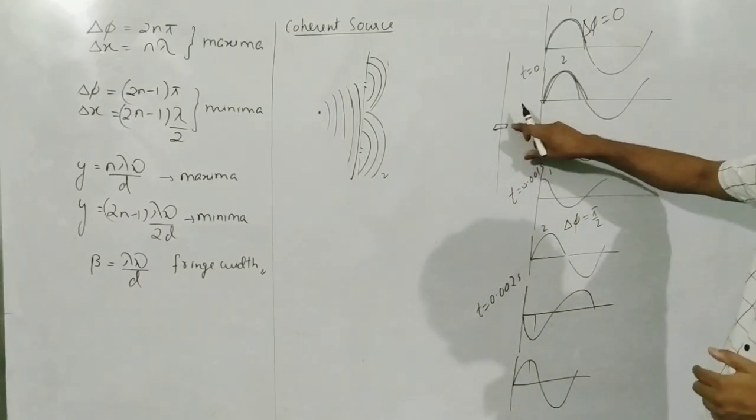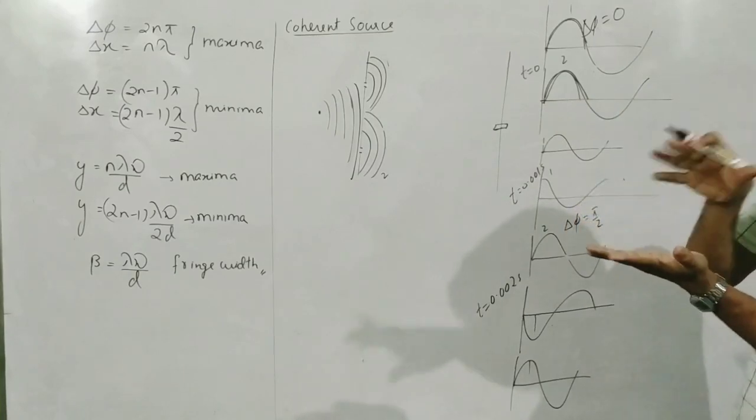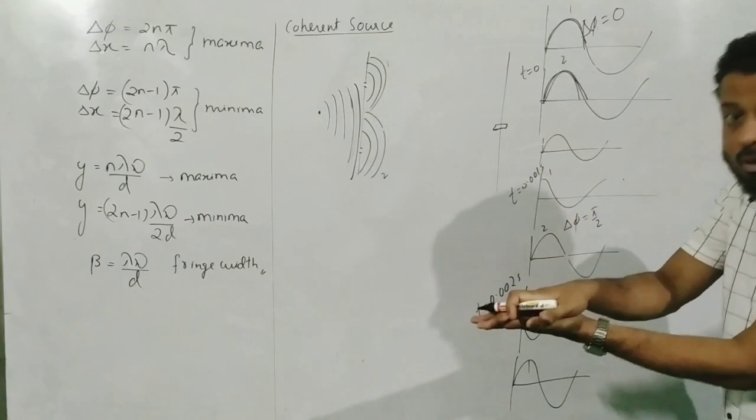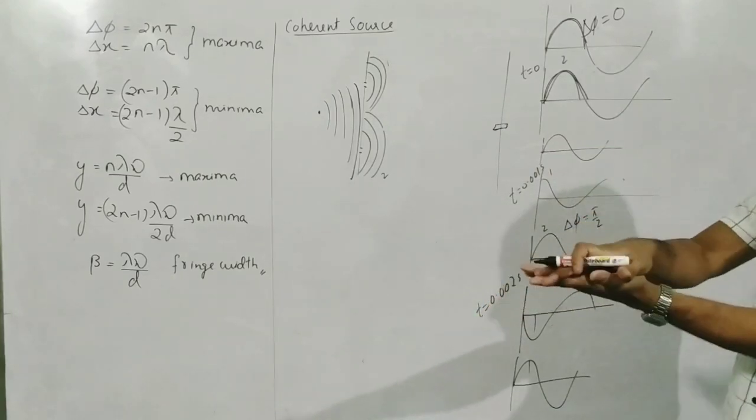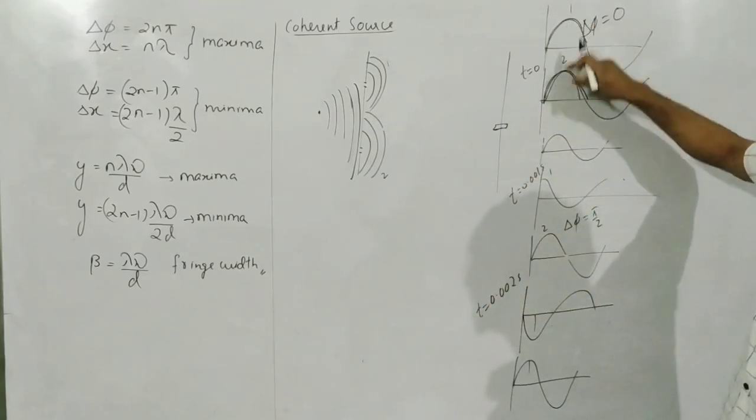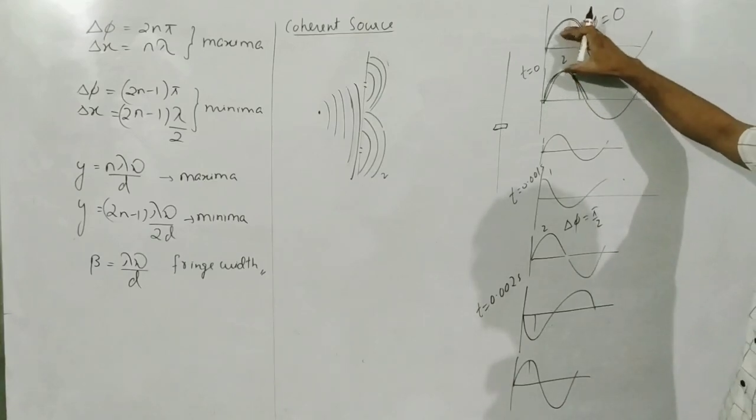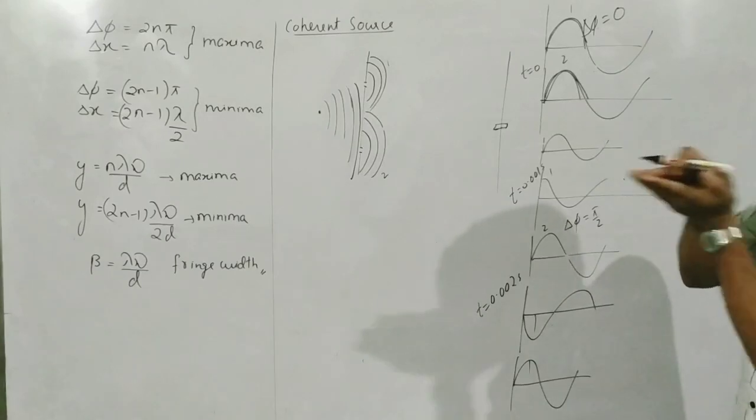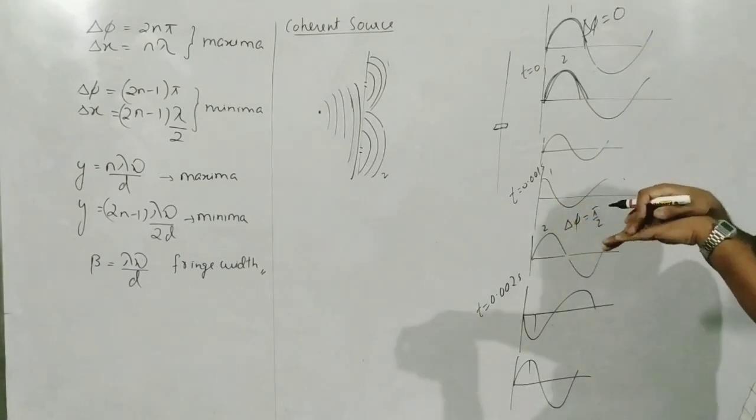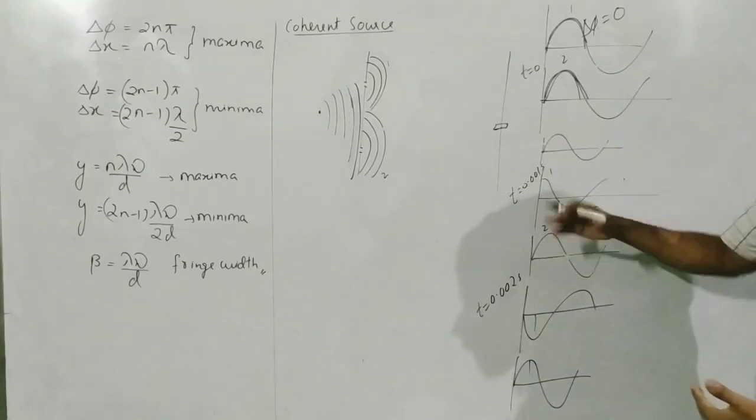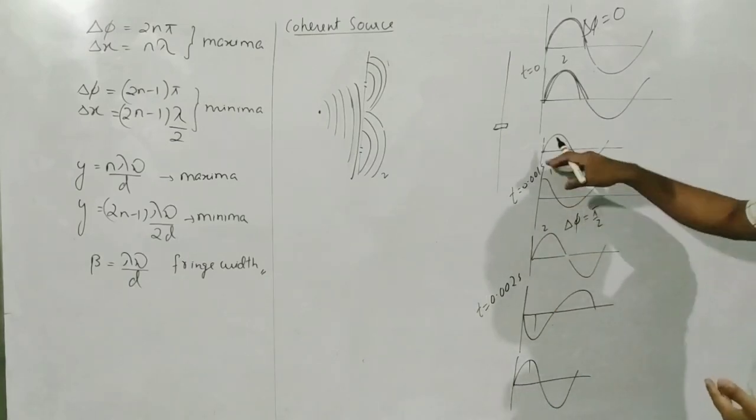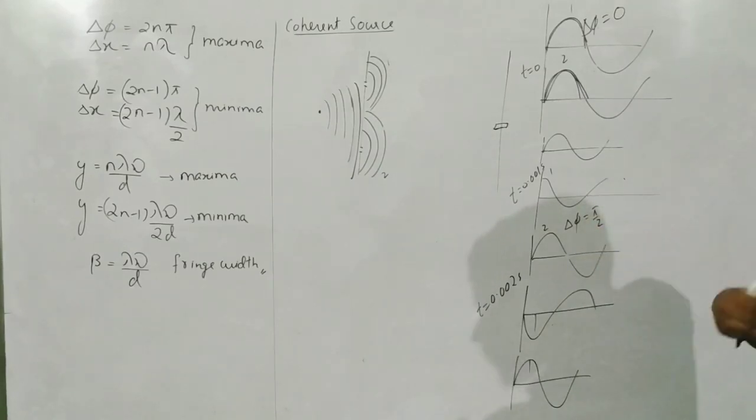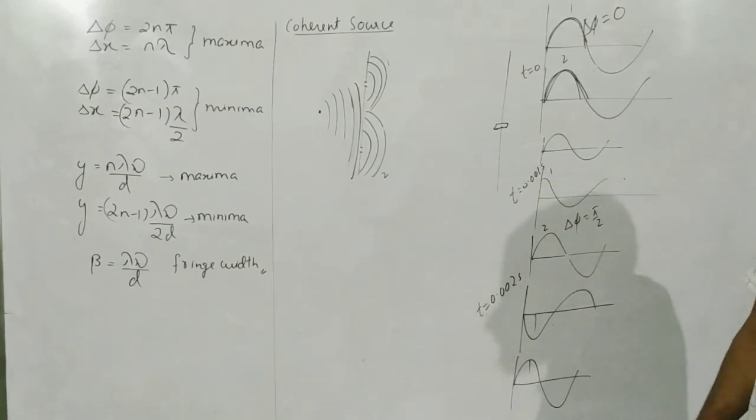If I want this to remain maxima, this is important now. If I want that this remains maxima throughout the entire experiment, I have to ensure that this always happens. That means the crest always overlaps with crest thoroughly and continuously. The moment the wave pattern starts fluctuating, we say that the phase difference between them has started changing.